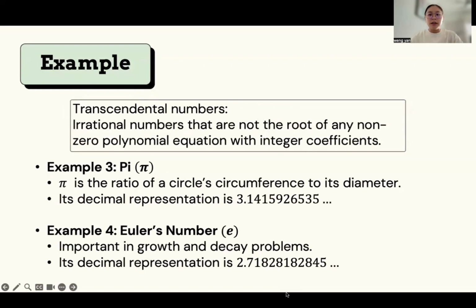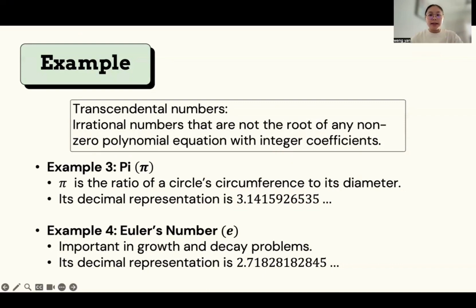We just saw that roots of non-perfect squares are irrational. Now we move to a set of numbers that are even more fundamentally irrational. They are called transcendental numbers. Transcendental numbers are irrational numbers that are not the root of any simple polynomial equation with whole number coefficients. The two most famous irrational numbers are pi and Euler's number. First, we have pi, symbolized by the Greek letter. Pi is defined as the ratio of a circle's circumference to its diameter. No matter how big or small the circle is, the ratio is always pi.